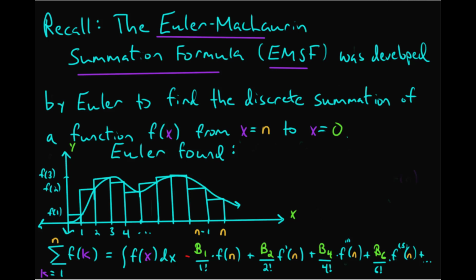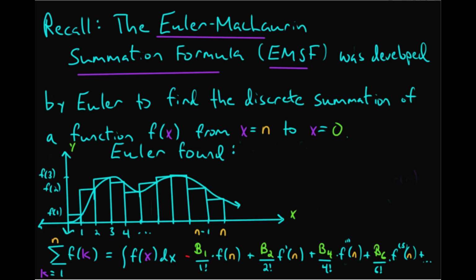In practice, we would like to truncate the summation somewhere and have a remainder term that bounds the error, that tells us how far off our summation formula is from the actual discrete summation of the function from k equals 1 to n. Well, Euler never discovered that error term, and it wasn't actually discovered until about 100 years later by Poisson, but we won't need an error term for our purposes in this video today.